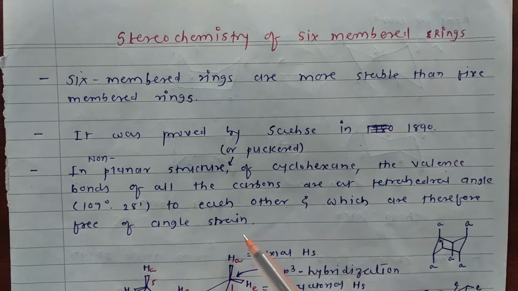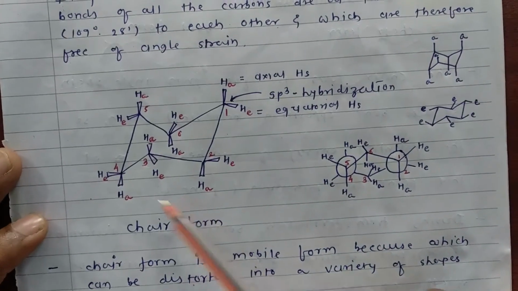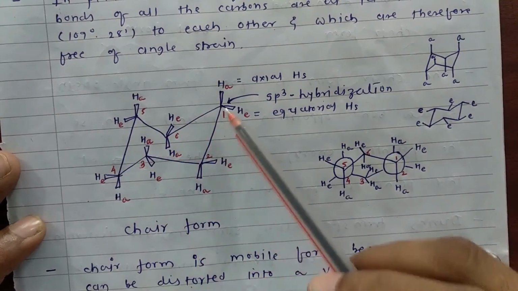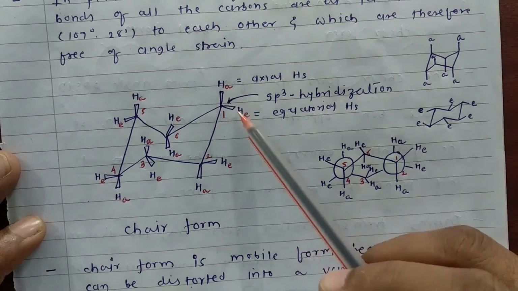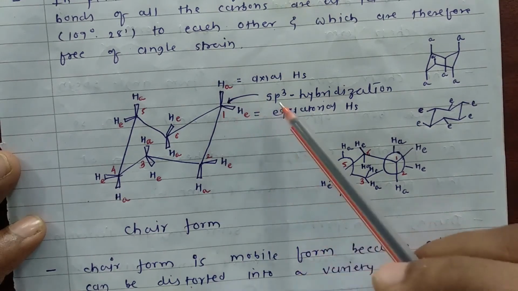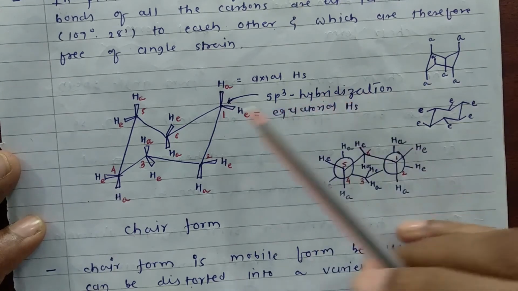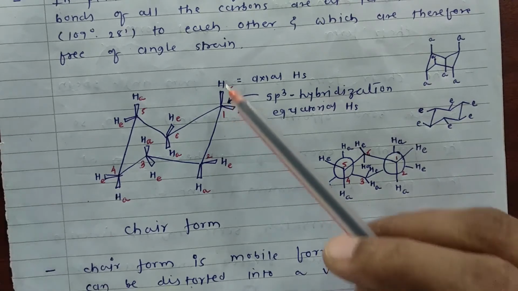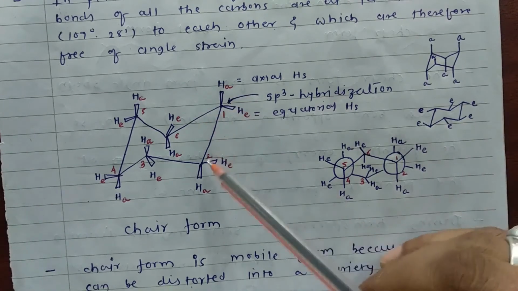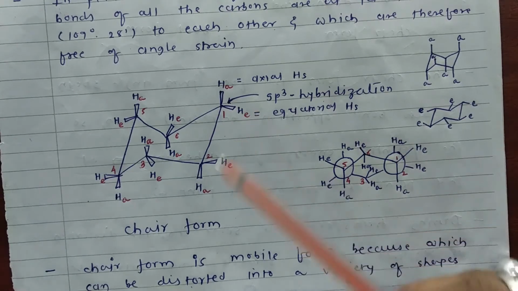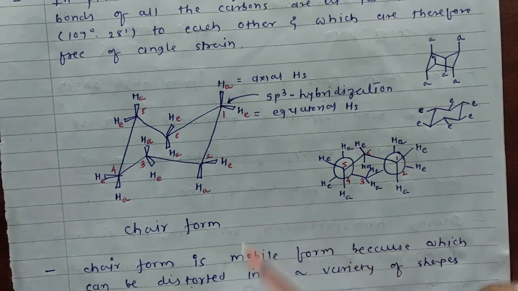Which form is free of angle strain? This chair form, see here. This chair form is free from angle strain. Why? Because each carbon attached with hydrogen is at the tetrahedral angle. Here is sp3 hybridization. So each carbon is attached with different hydrogens and different carbons at the tetrahedral angle, and therefore it is free from angle strain.